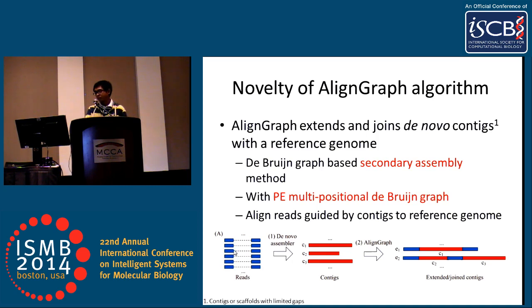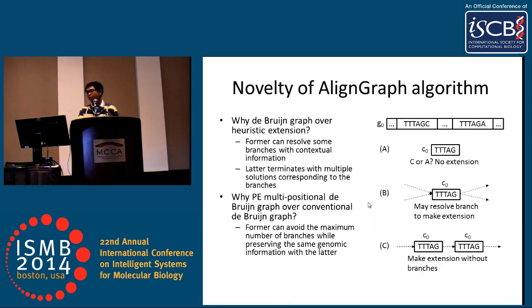So this is the assembly scenario. We have a set of reads. We assemble the reads into contigs, and then we use AlignGraph as a post-processor to join and extend the pre-assembled contigs. So here are 2 questions. One question is, why do we use the de Bruijn graph-based method? Why don't we just make heuristic extensions? And the other question is, why do we use paired and multi-positional de Bruijn graph? Why don't we just use the conventional de Bruijn graph? So here are the answers.